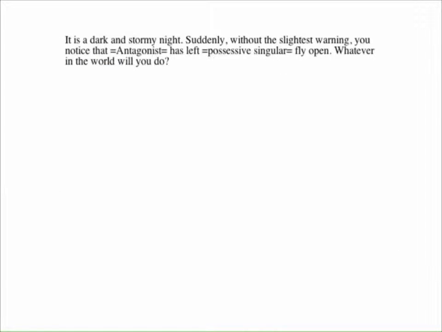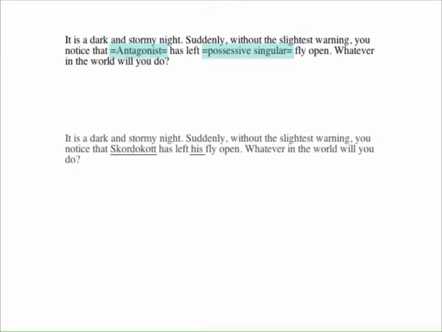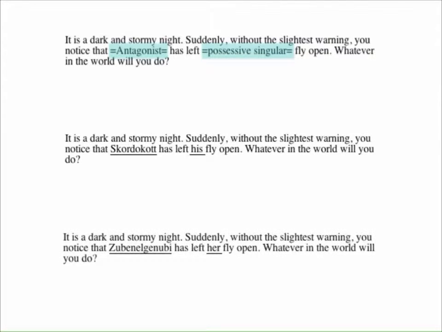You're probably confused by these odd phrases, antagonist and possessive singular. Notice that they are set off by equal signs. That indicates that these are special markups. They will be replaced by whatever text is appropriate to the current conditions. For example, if Skordakot is the antagonist, then the text will look like this. But if Zubin al-Ganubi is the antagonist, then the text will look like this.